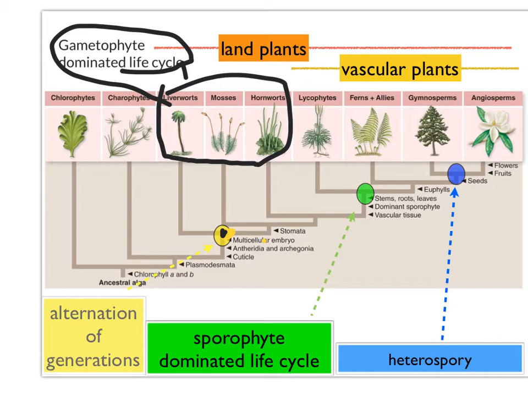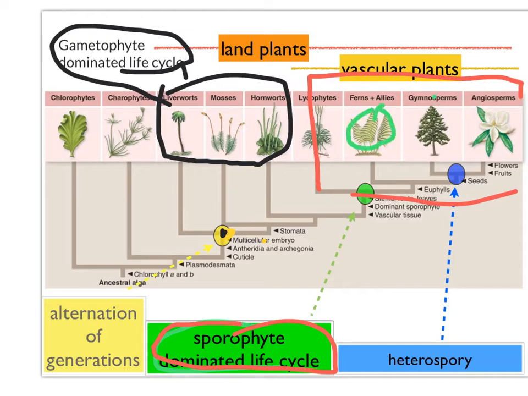Okay, and then we have the sporophyte-dominated life cycle down here. Okay, and that includes all of these. Okay, that means the 2N. So when you actually see, let's say, ferns and allies, you're seeing primarily the sporophyte part. So right here, right, and the tree and a flower, all that. Okay.